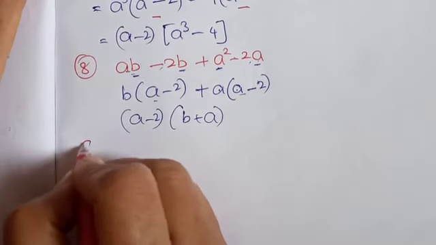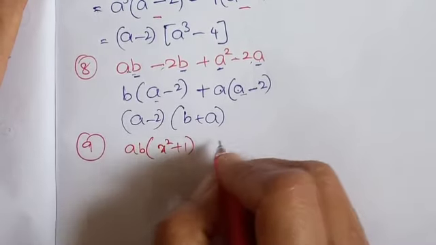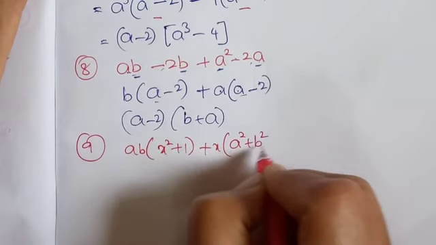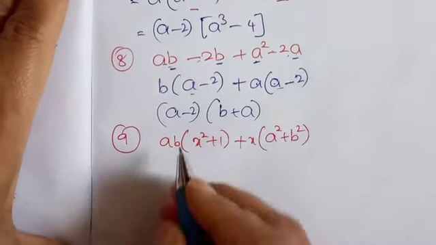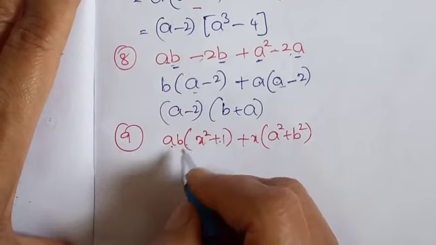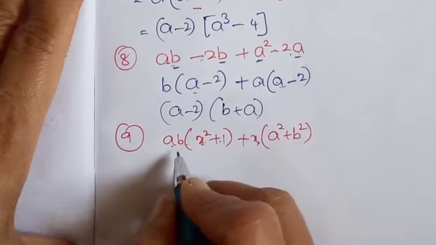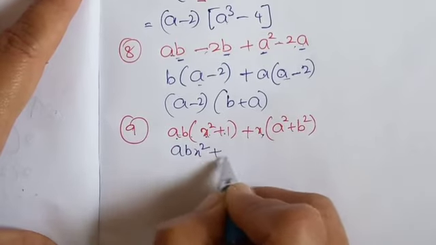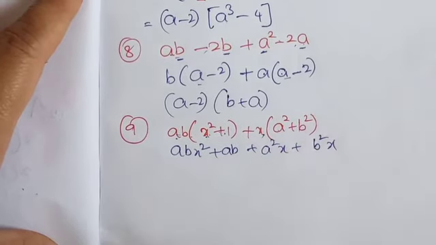Ninth question: ab(x² + 1) + x(a² + b²). Yes, this will be the last problem for this video, children. So ab(x² + 1), this we have to expand it, then we will take common, because x is here, x is here. Okay. abx², ab into 1, ab, a²x + b²x.